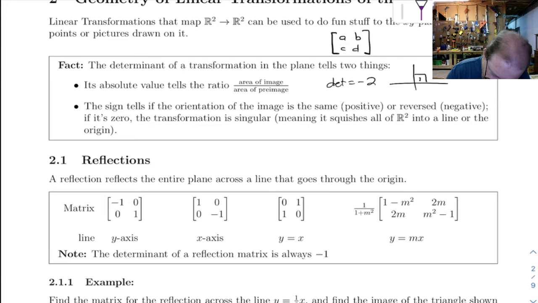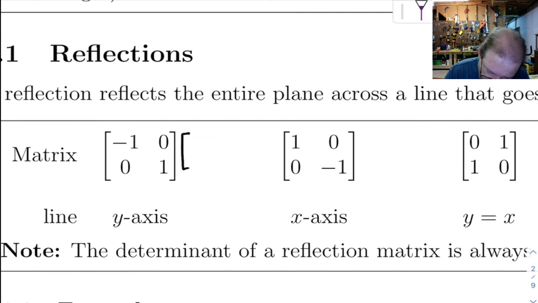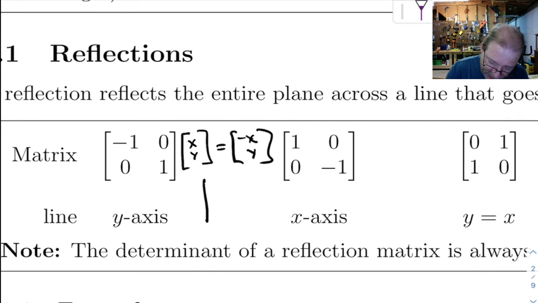If you were to take this and multiply it by (x, y), well, if you look at what happens when you do the matrix multiplication, you get (-x, y). So that's going to take a point that's over here, and it's going to map it over to here.